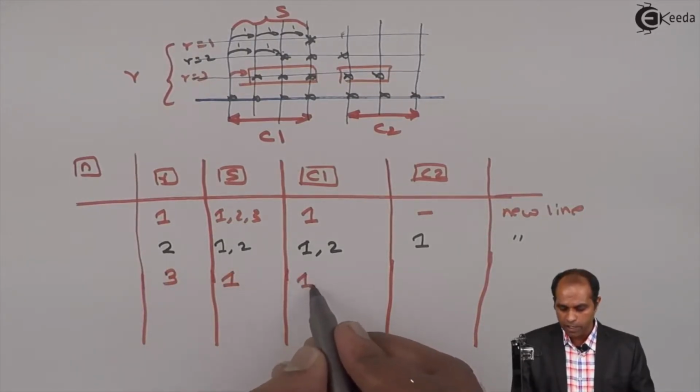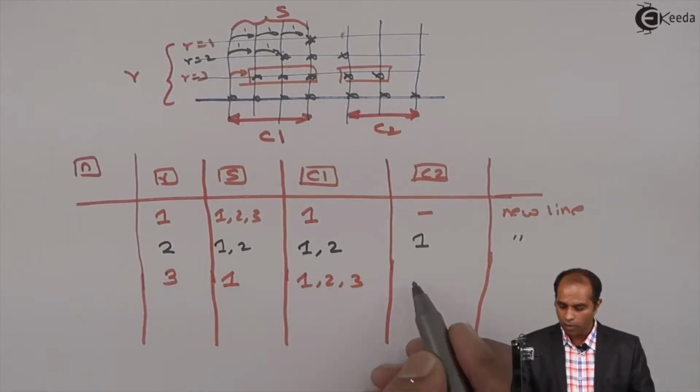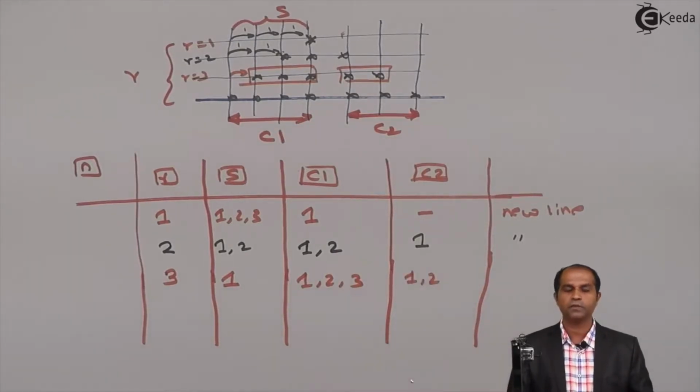How many characters for C1? 3 characters for C1. How many characters for C2? 2 characters per C2. And then as usual, I'll get the cursor to the next line.